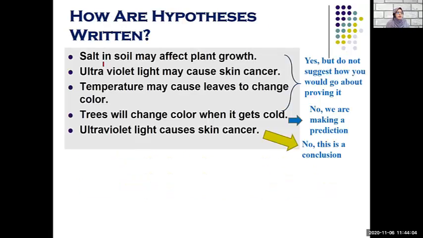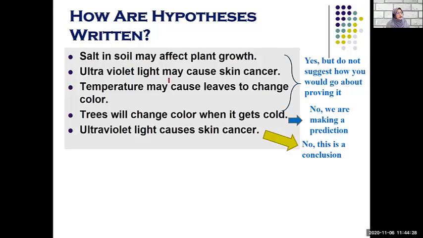Salt in soil may affect plant growth. Ultraviolet light may cause skin cancer. Temperature may cause leaves to change color. So what's the problem with these? They look like hypotheses, but they do not suggest how you will go about proving them.